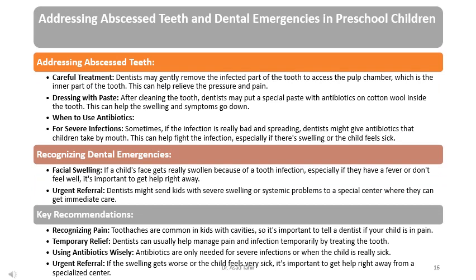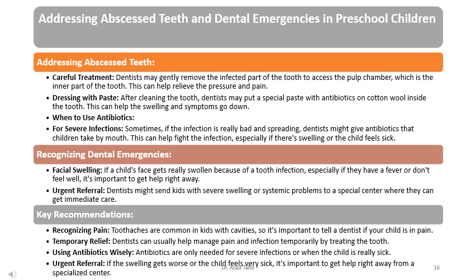Addressing abscessed teeth and dental emergencies in preschool children. Introduction. Sometimes, teeth can get really sick and cause a lot of pain and swelling. Today, we'll talk about how dentists help kids with these problems and what to do if it's a dental emergency.